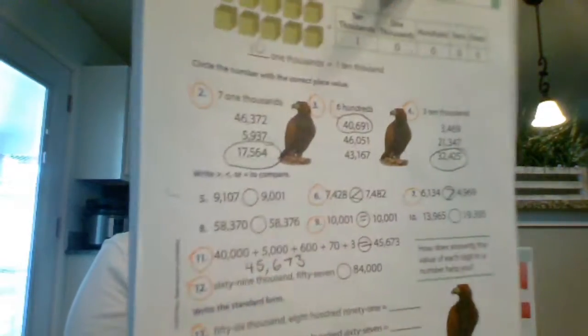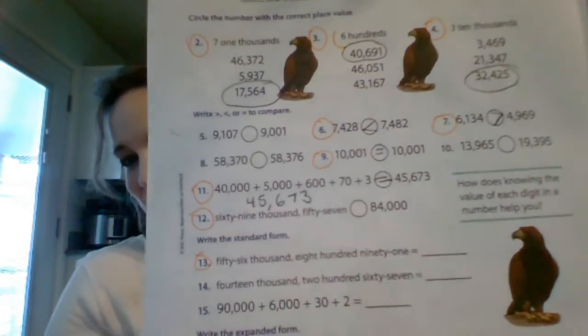All right, number 11. Ooh, this one is spread out. So we have 40,000, 5,000, 600. I'm going to have to write this down. 45,673. And the next one is 45,673. What do we do with that? It's equal because it's the same number. It was just written out. All right, so it helps if you have it all written out like that just to write the actual number down.